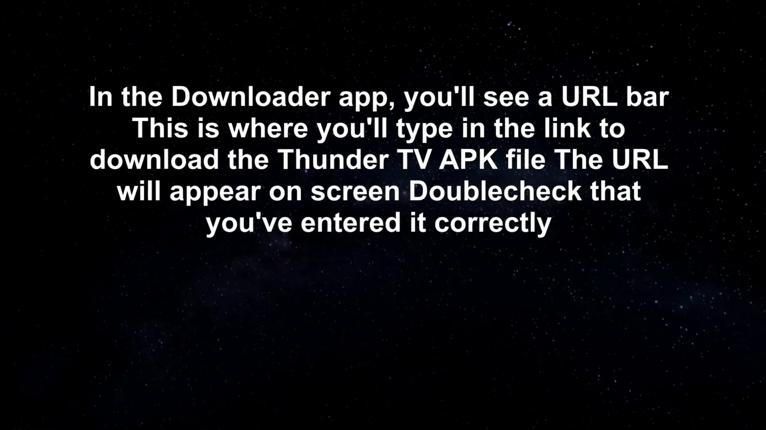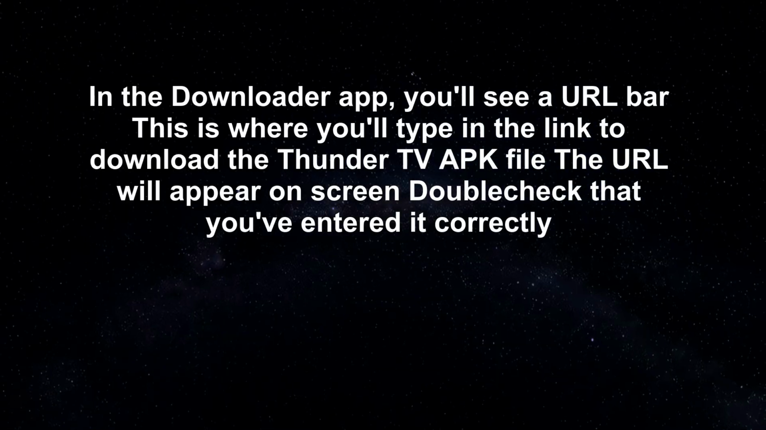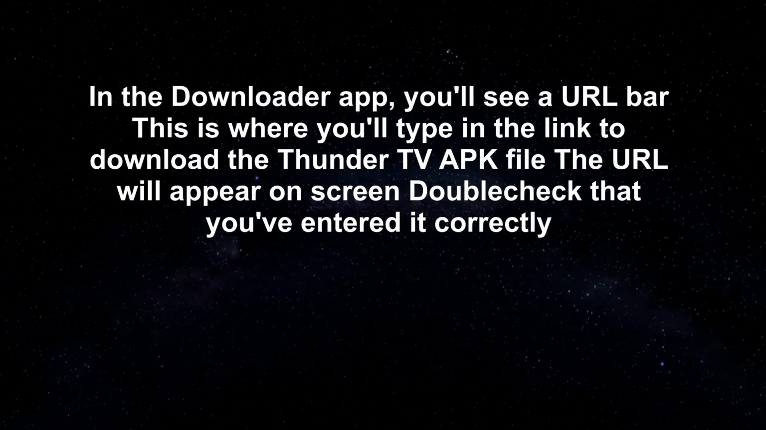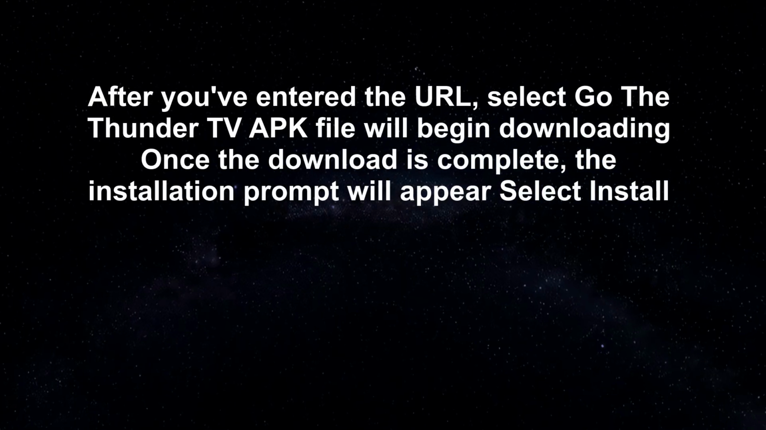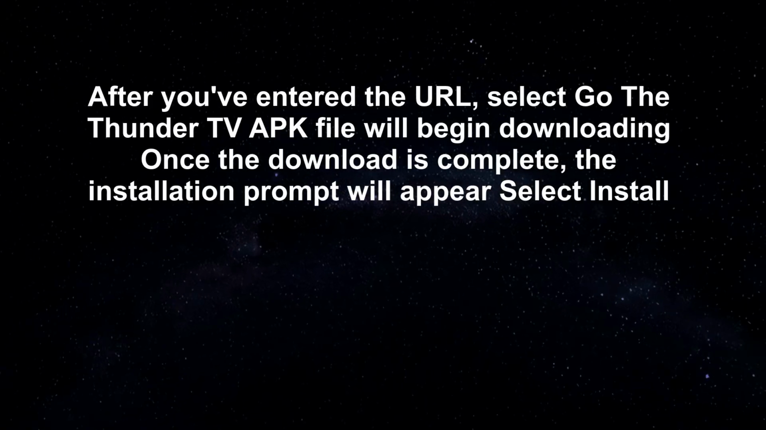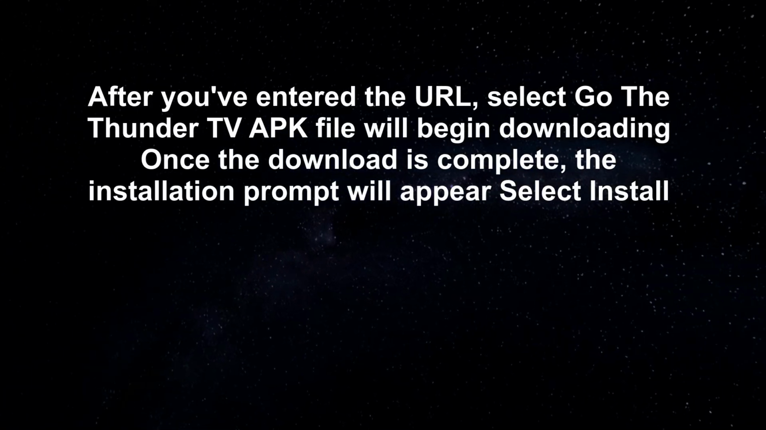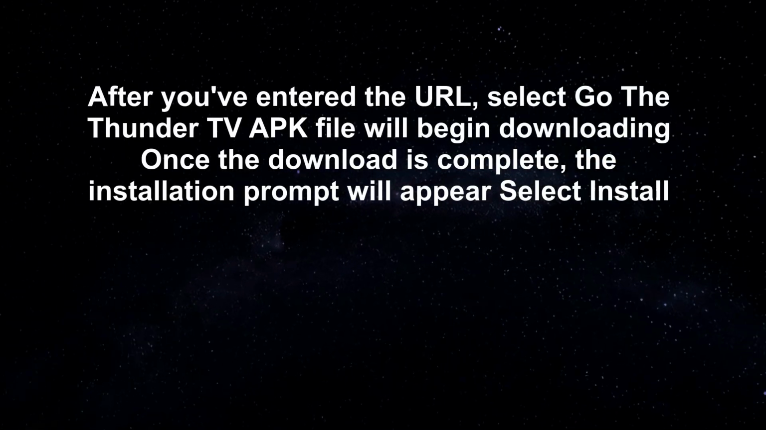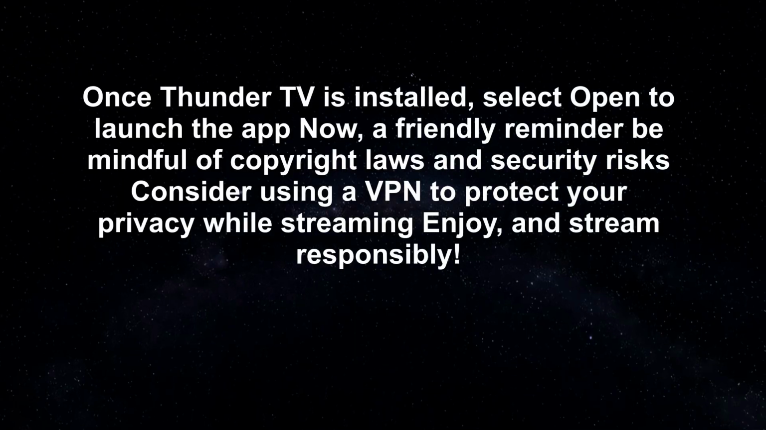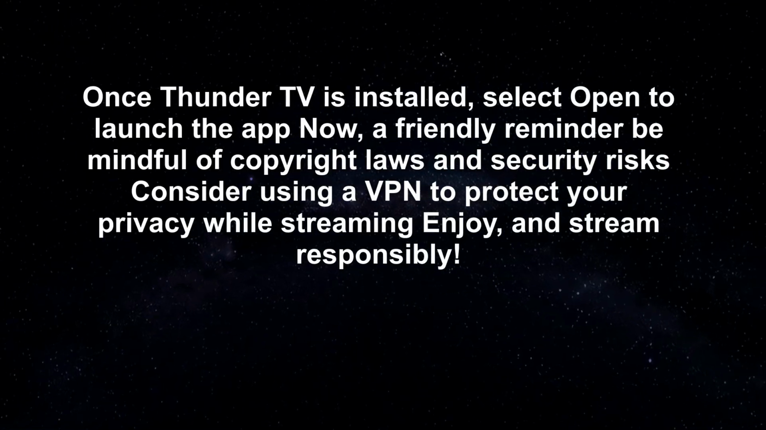This is where you'll type in the link to download the Thunder TV APK file. The URL will appear on screen. Double check that you've entered it correctly. After you've entered the URL, select Go. The Thunder TV APK file will begin downloading. Once the download is complete, the installation prompt will appear. Select Install. Once Thunder TV is installed, select Open to launch the app now.